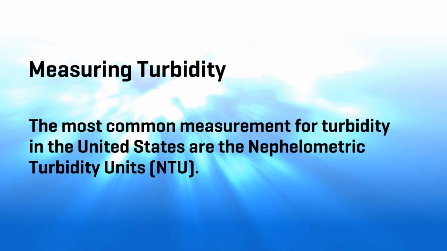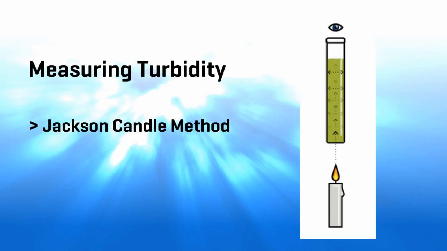So units, the one you'll probably see the most, at least in the USA, is Nephelometric Turbidity Units, expressed as NTU. But there are other methods out there. There's the Jackson Candle method, which is a very old method, and it's probably still in use some places. When I started in 1984 at a public drinking water utility, it was still being used some, not often, but it was still around.